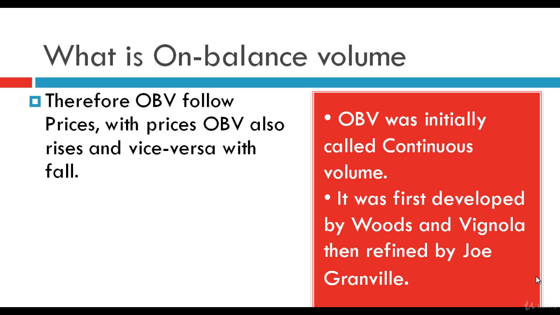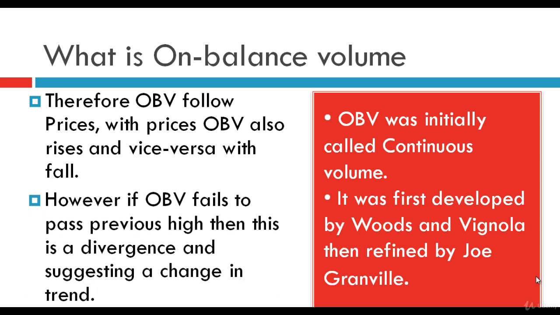If the price is in a trend, upward or downward, it helps you gauge the interest of a big investor, hedge fund, mutual funds, or institutional investor. However, if OBV fails to pass a previous high, then it's a divergence and suggests a change in trend. This is really important because it will help you understand when the change is coming, when the rise is stopping. It will help you understand a few days before the fall.